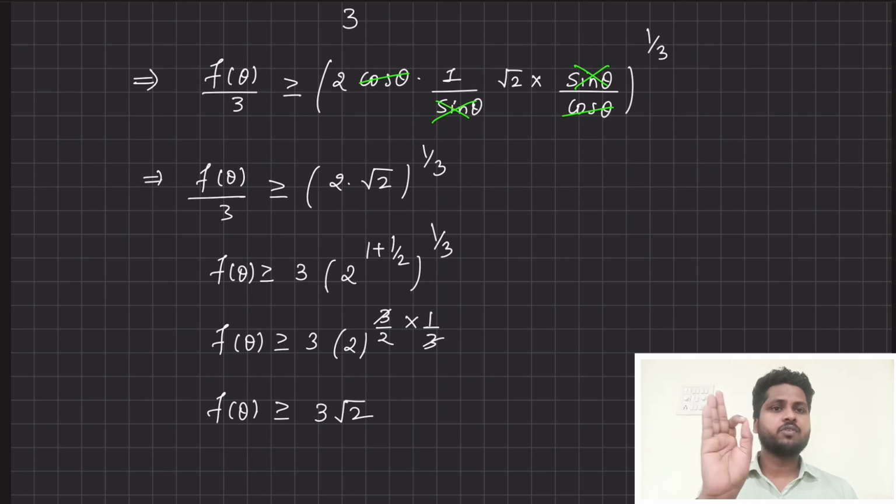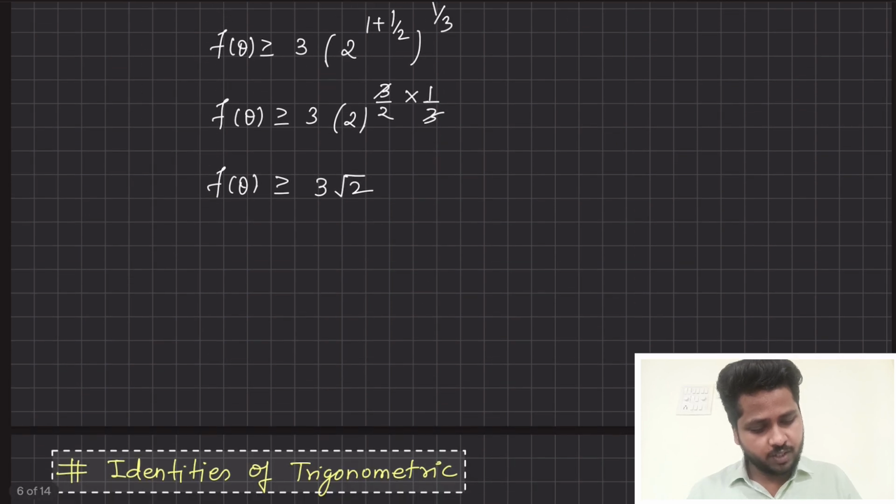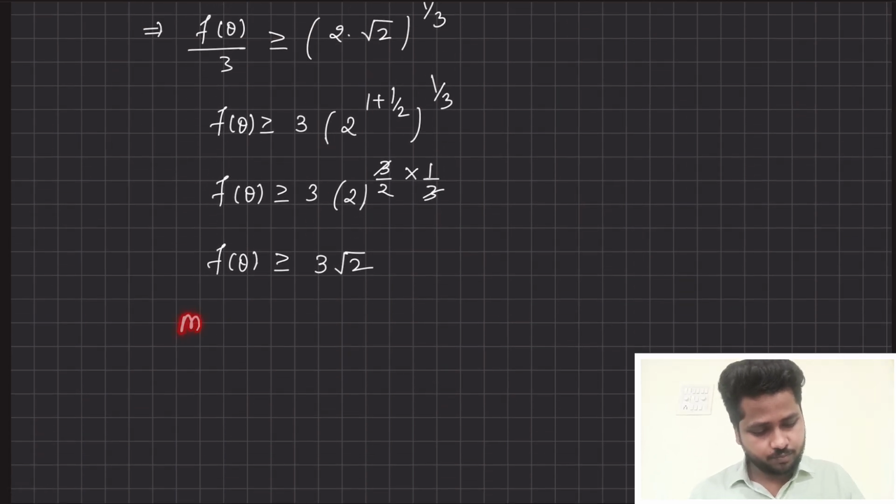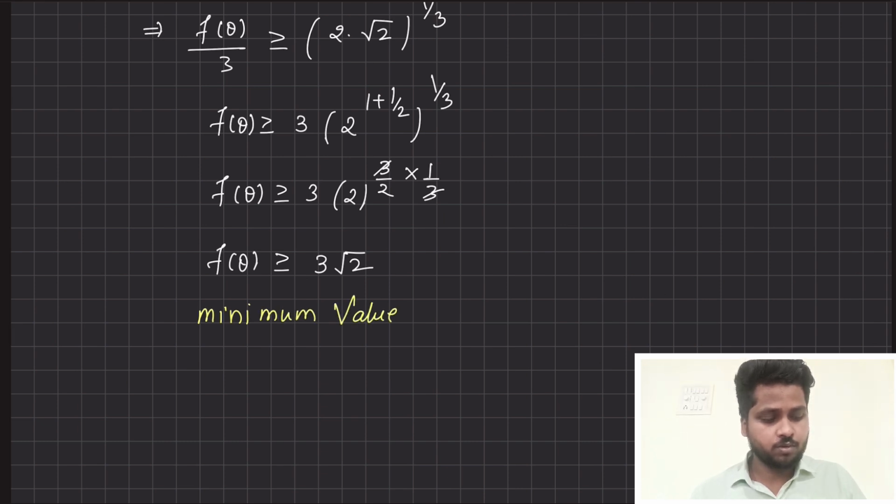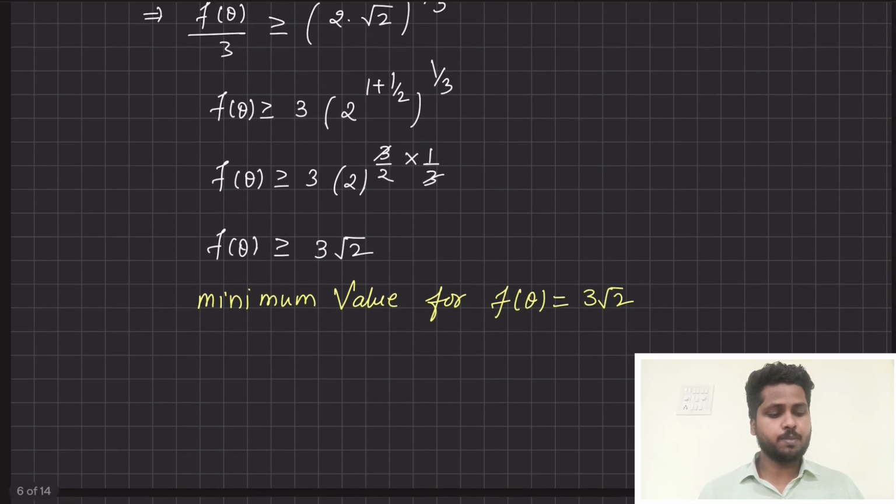The minimum value for f of theta is 3 under root 2. Clear? So the minimum value for f of theta is equal to 3 square root of 2. I hope everyone is getting this part.